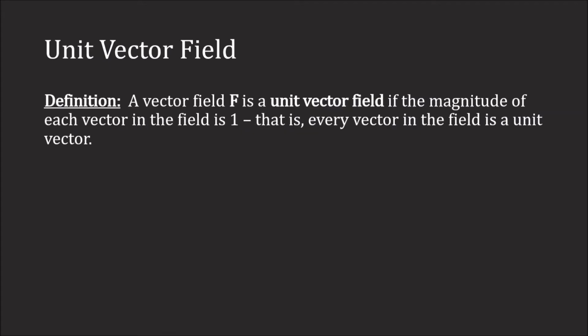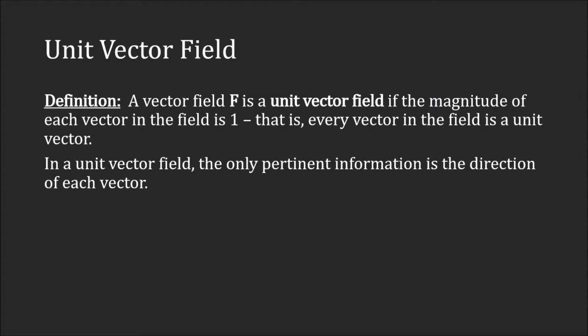A vector field f is called a unit vector field if the magnitude of each vector in the field is 1. That is, if every vector in the field is a unit vector. In a unit vector field, the only pertinent information is the direction of each vector. So it acts more like a direction field.